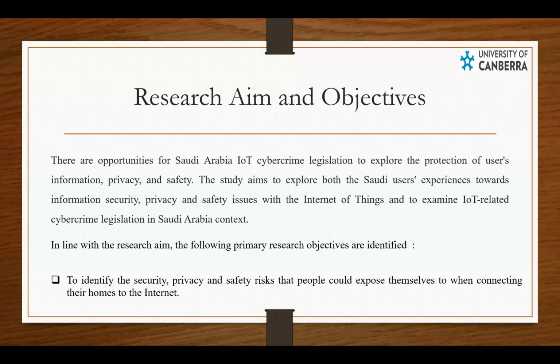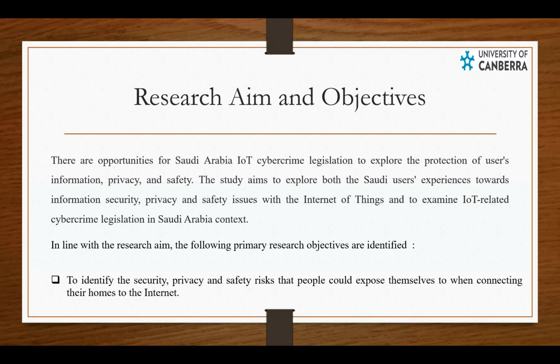The research aim and the objective of this study. So there are opportunities for Saudi Arabia IoT cybercrime legislations to explore the protection of the user information, the privacy and the security. So the study aims to explore both Saudi users' experience toward the information security, the privacy and safety issues with the Internet of Things, and to examine the IoT-related cybercrime legislations in Saudi Arabia context.